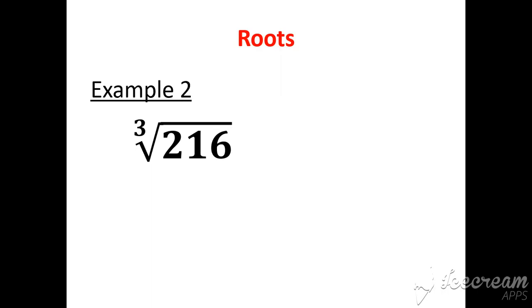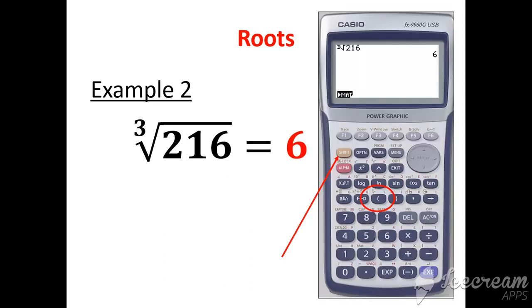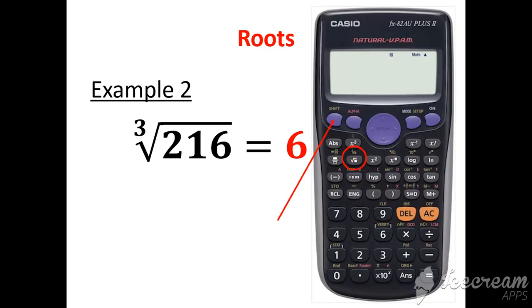Right, let's get to cube root. Cube root of 216. That means something times something times something is 216. So the answer is 6. 6 times 6 times 6 is 216. So make sure you know how to use the cube root. If you've got a graphics calculator, the cube root sits above the left-hand brackets, and you do need to push Shift first and then the cube root button and then type in 216. And on the Casio Scientific, the cube root is above the square root, so you do need to push Shift first and then push the cube root button and then type your 216 in.